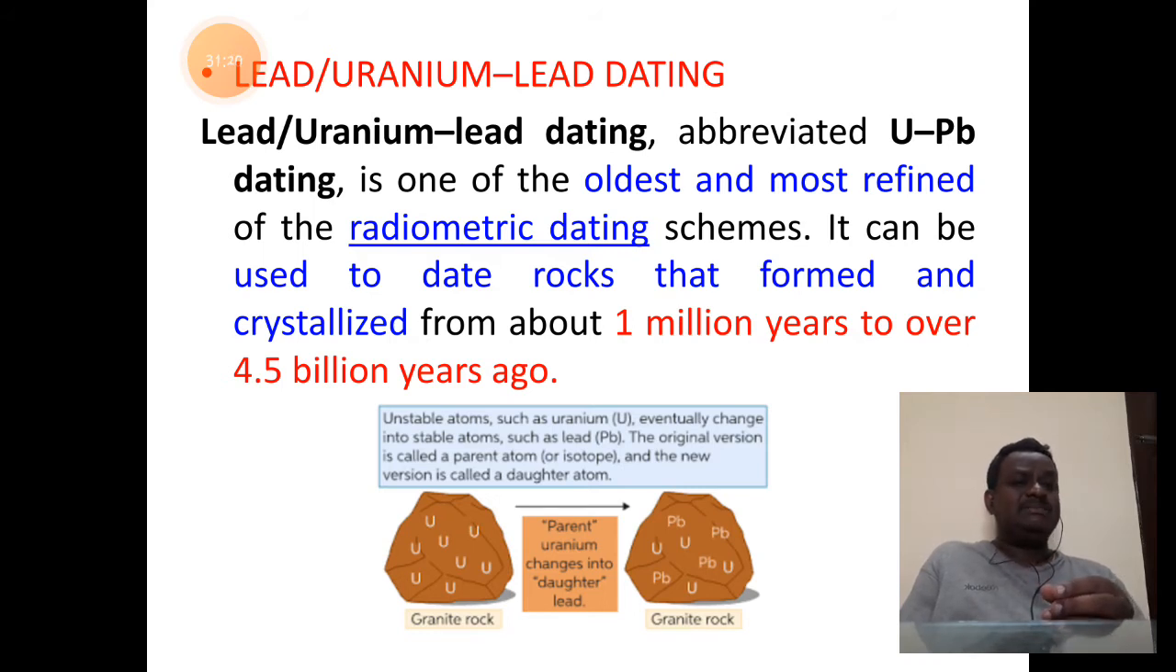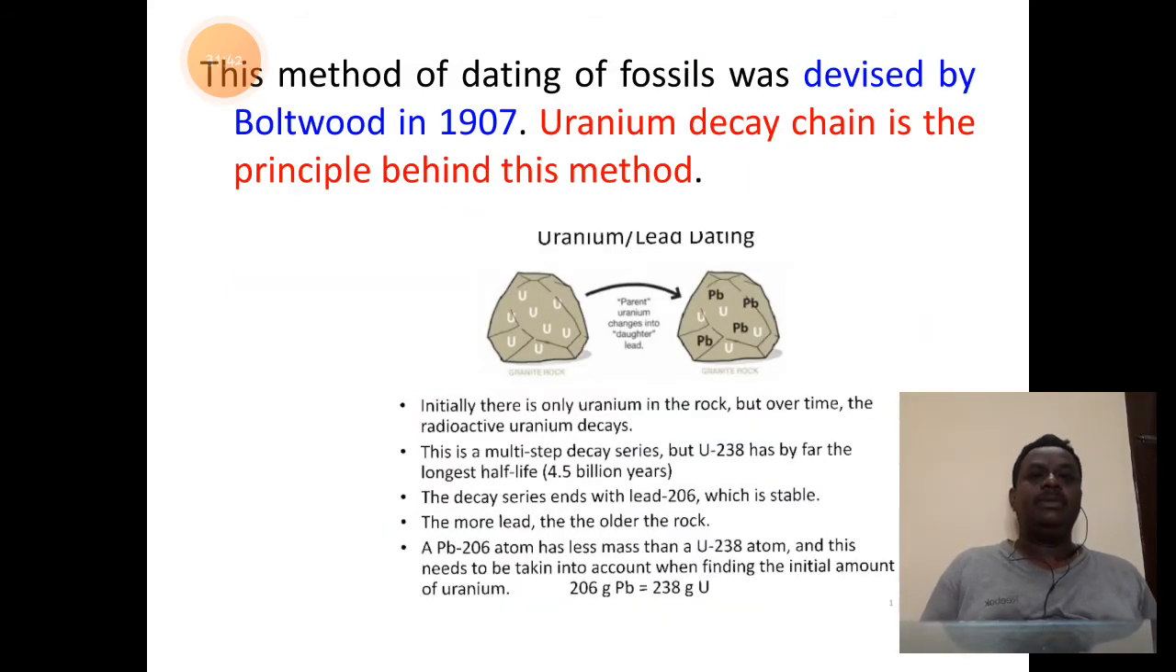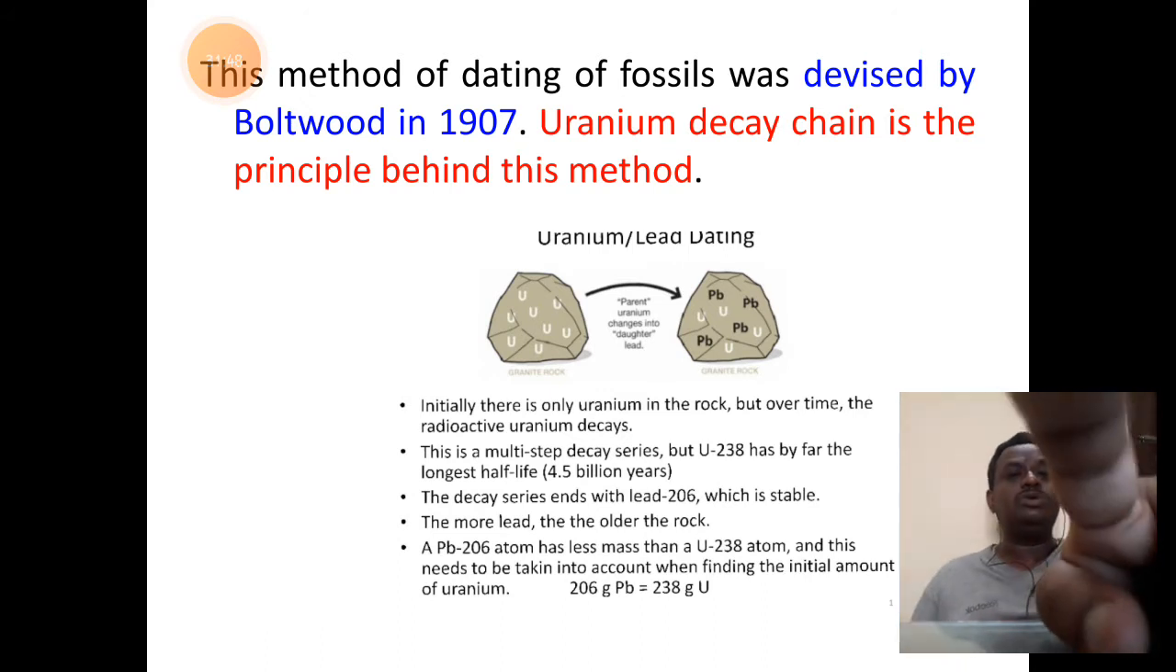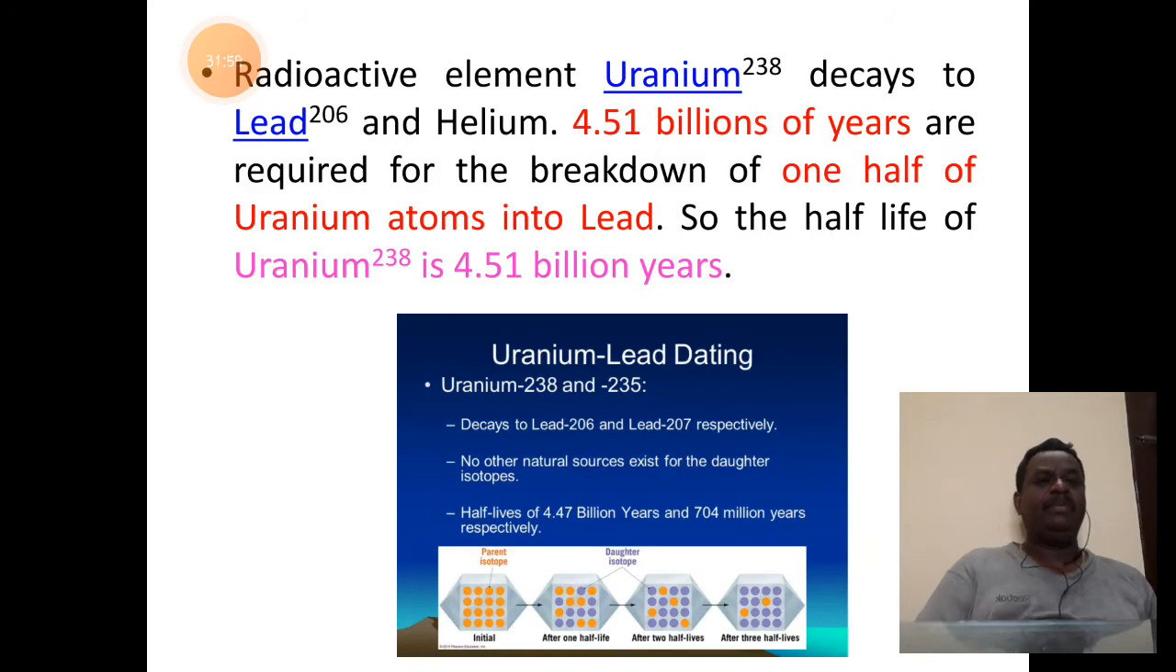So this method is used to predict the age of either the rock or the fossil, which is about 1 million years to 4.5 billion years old, by using the common half-life principle. This method of dating of fossils was devised by Boltwood in 1907, and the principle behind it is the uranium decay chain, the uranium fission process.